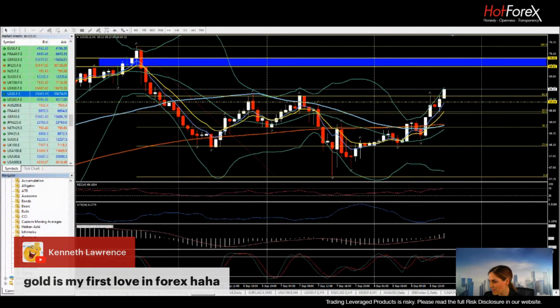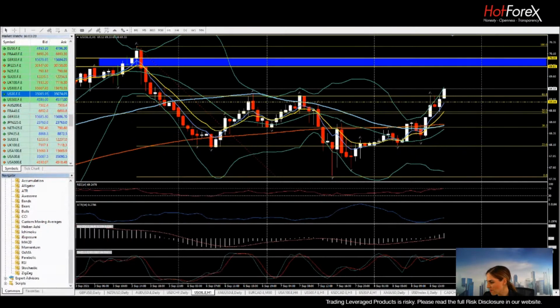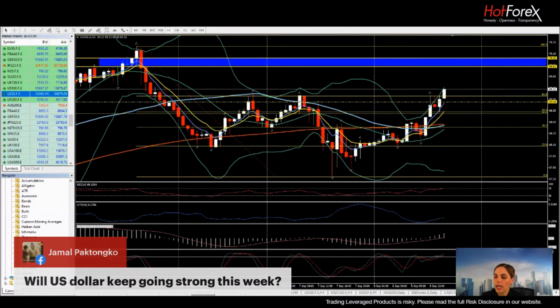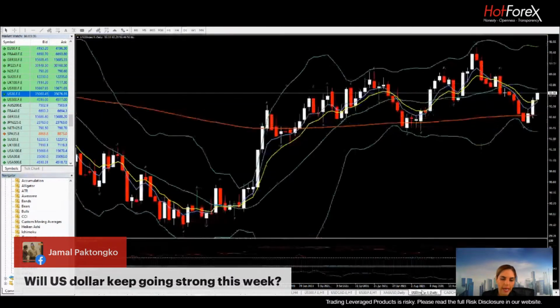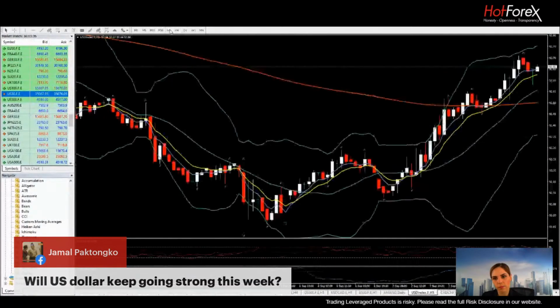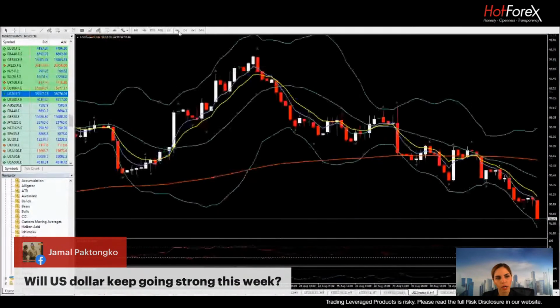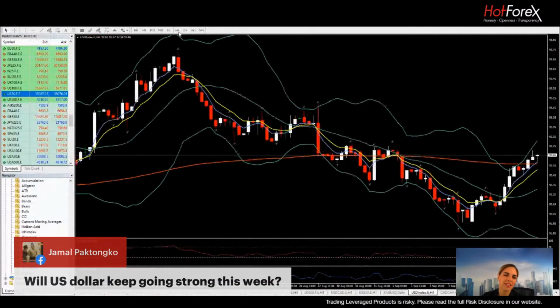Okay, gold's first love. Okay, if we just dollar keep going strong this week. The momentum presents strength for dollar this week. However, everything depends on the ECB and how much it will be diversified from the Fed.